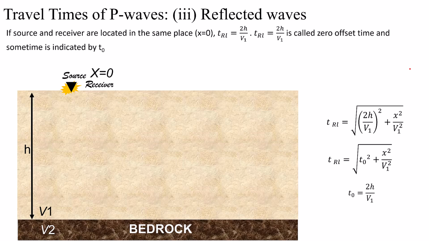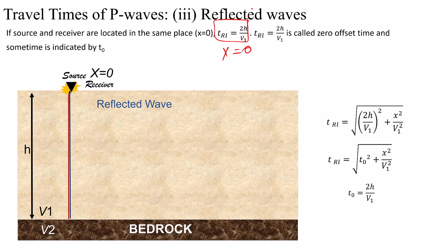Something that is important, and this is an important terminology, just consider a hypothetical data acquisition where x is 0. It means that you place the source and receiver at the same location. In reality, it is impossible to do that, but assume that in a hypothetical data acquisition, you can. In such a case, this is the travel time of reflected waves, and you see that it is given by 2h over v1.